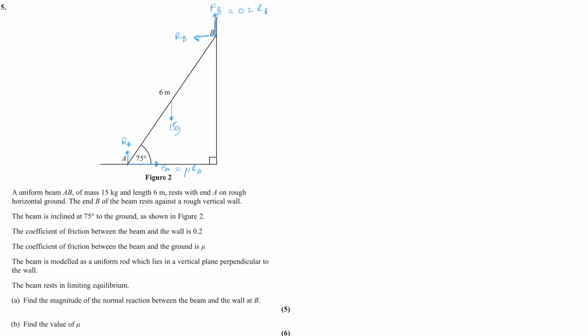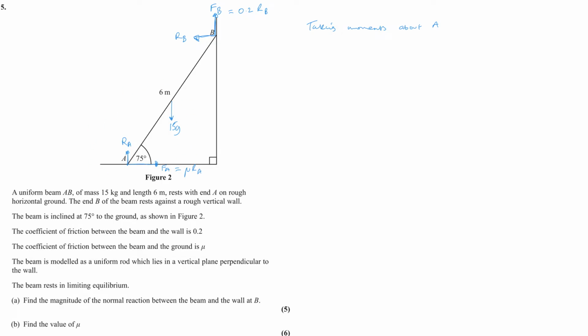And we need to find the magnitude of the normal reaction between the beam and the wall. So we want RB. So take a moment about A, so we'll be able to get rid of that. So first, the ones going this way.